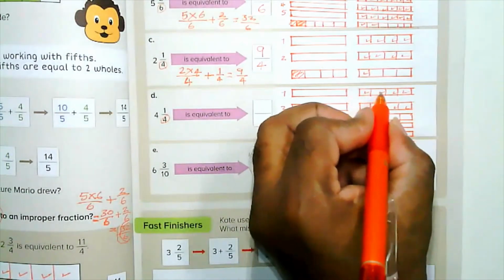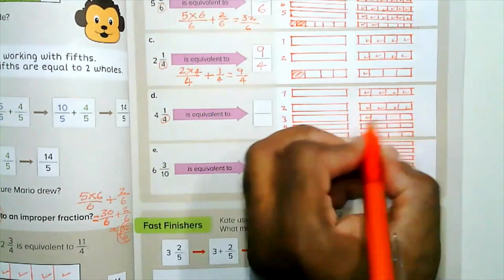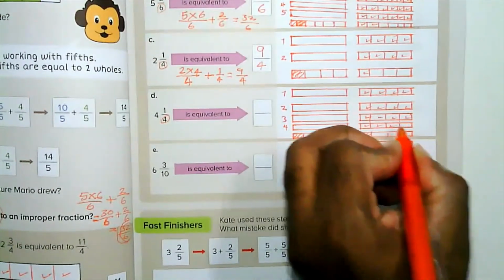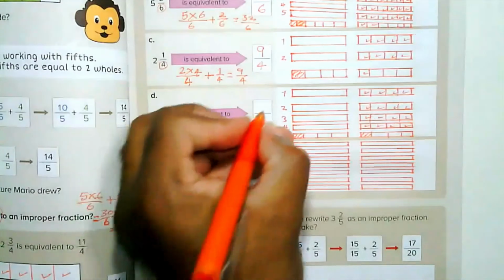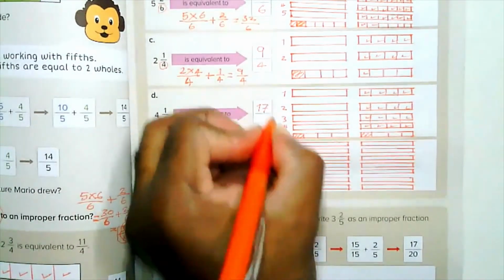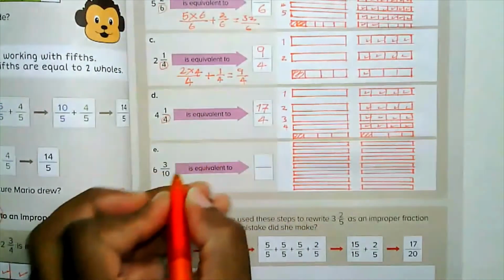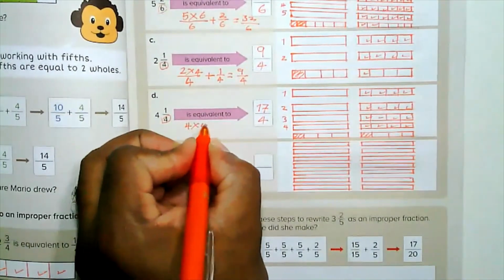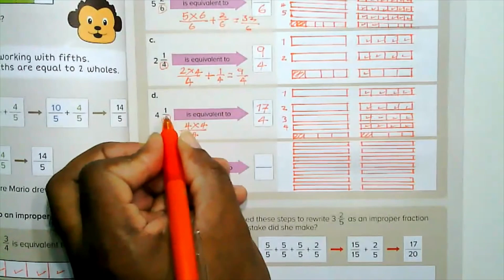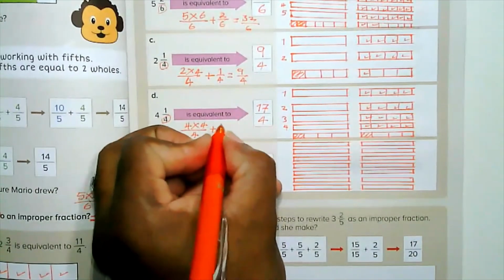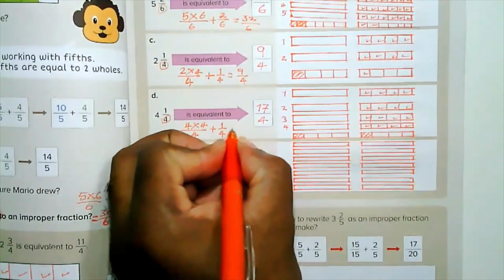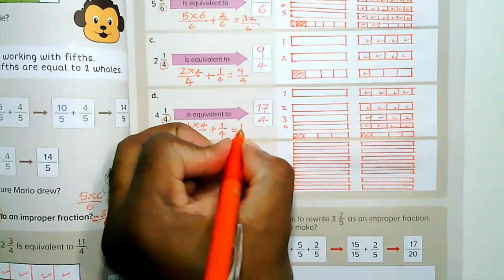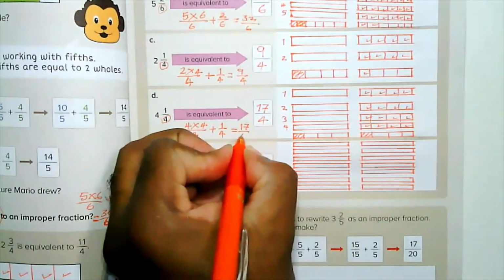So we have 1, 2, 3, 4, 5, 6, 7, 8, 9, 10, 11, 12, 13, 14, 15, 16, 17. So we have 17 fourths. Another way, 4 times 4 over 4, then plus 1/4, which is 4 times 4, 16, 16 plus 1, 17 fourths.